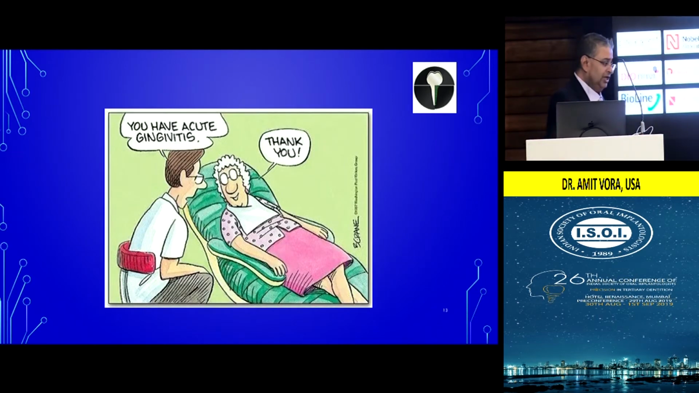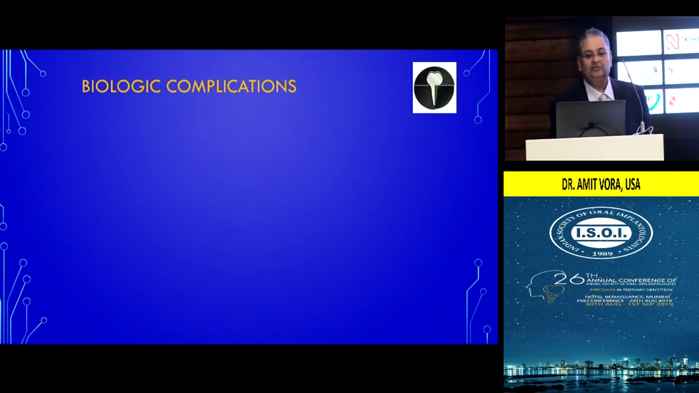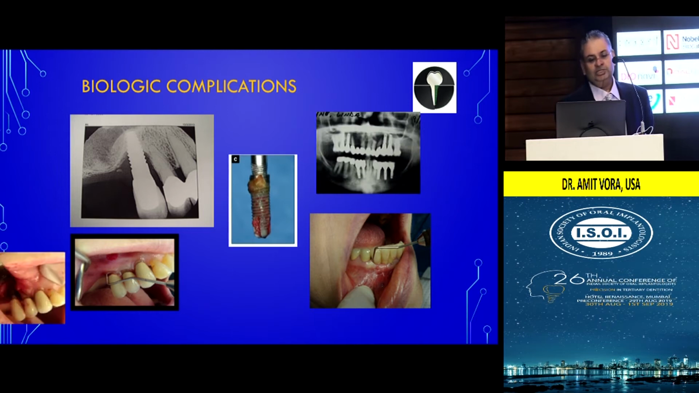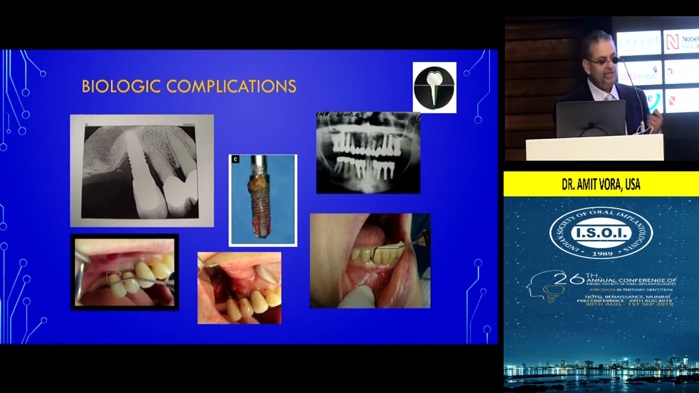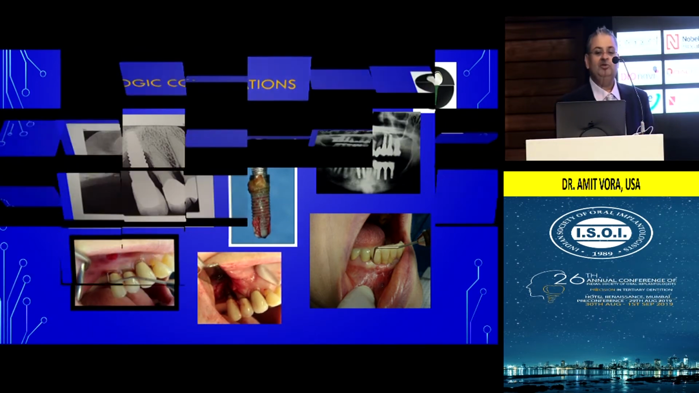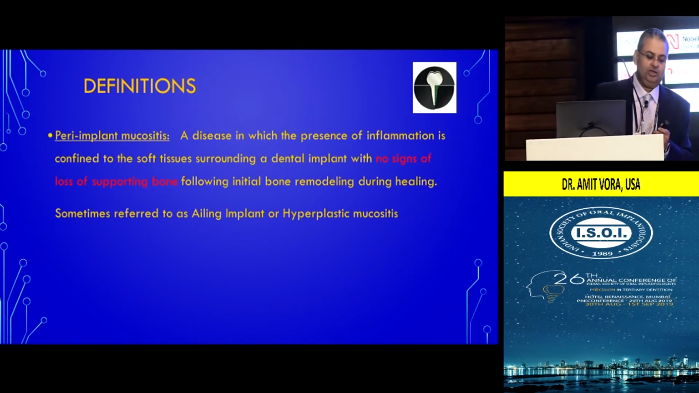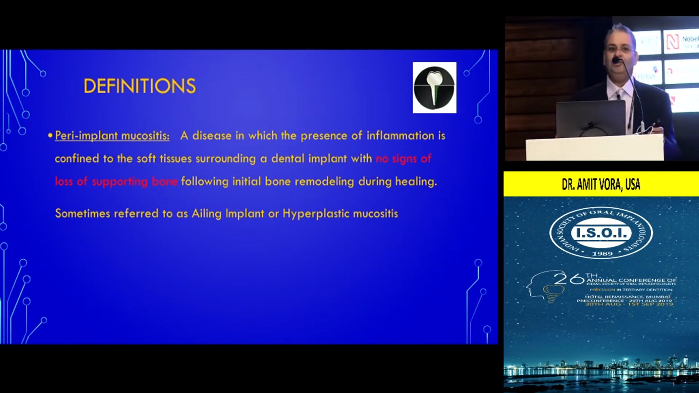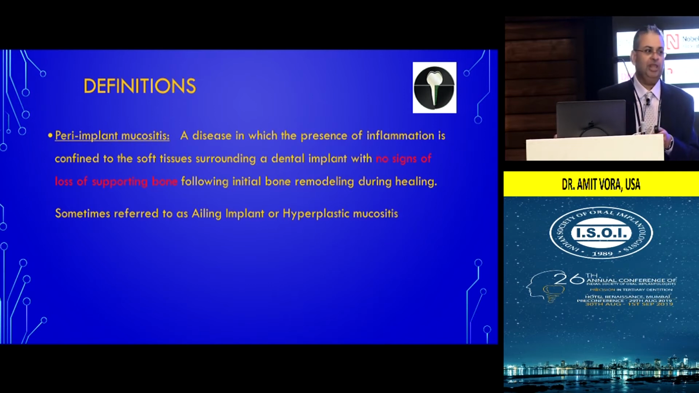So let's go into detail about biologic complications. We see a lot of them in practice nowadays. It's really on the increase and on the uptake. So before we go into any more details, just to have definitions of what it is. Peri-implant mucositis is a disease in which there is inflammation confined to the soft tissues surrounding the implant, but there are no signs of loss of supporting bone.